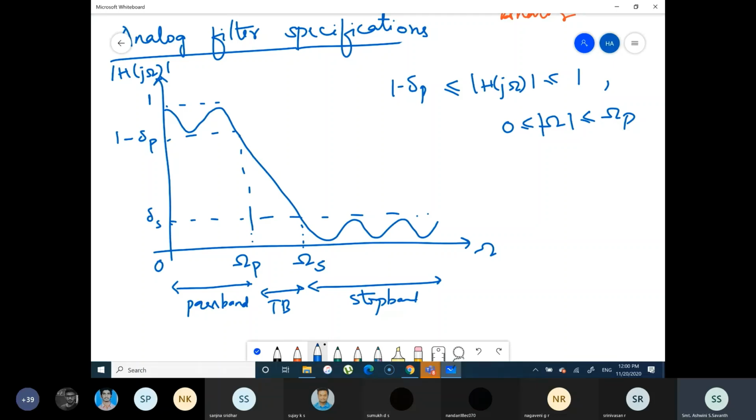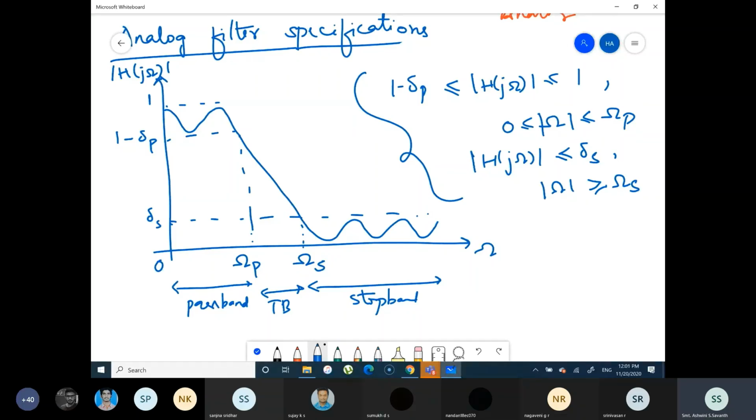Then in the stop band, the magnitude is less than delta S. So the magnitude of H(j omega) is less than or equal to delta S, for magnitude of omega greater than or equal to omega S. So in the stop band, for omega above omega S, the magnitude will be less than delta S. This is how mathematically we write the frequency response of an analog low pass filter.